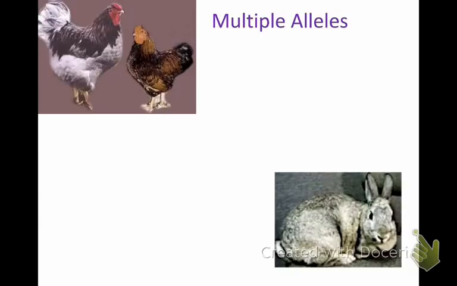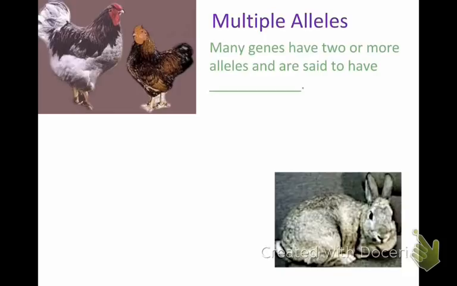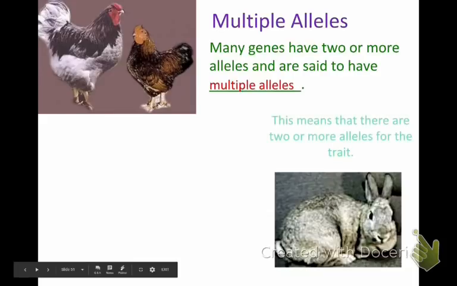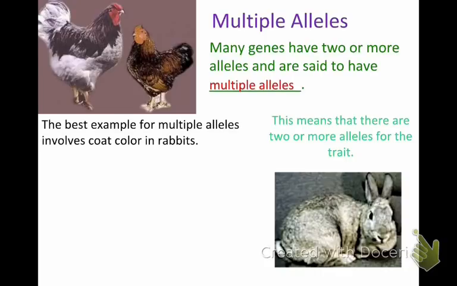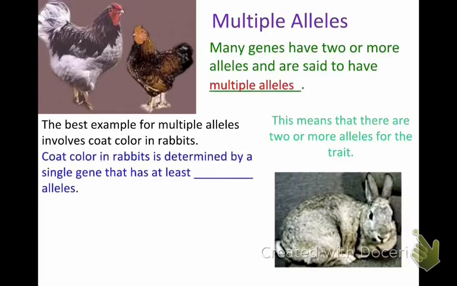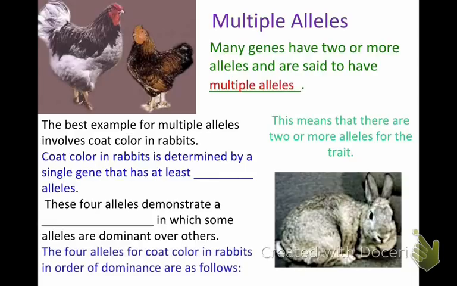Multiple alleles. Many genes that have two or more alleles are said to have multiple alleles. This means that there are two or more alleles for the trait. Blood type was an example of multiple alleles, right? There was A, there was B, and there was O. The best example for multiple alleles involves coat color in rabbits. Coat color in rabbits is determined by a single gene that has at least 4 different alleles. That's crazy, right?